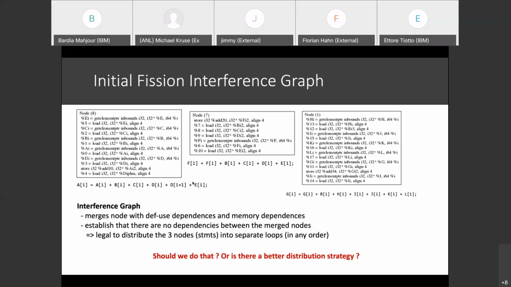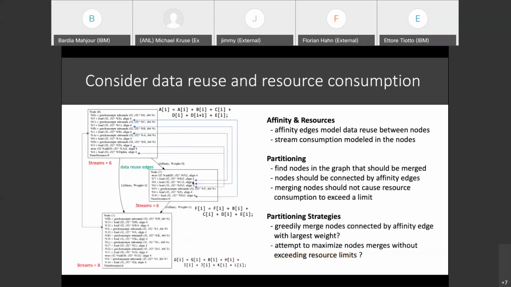So the question is, we can do that, but is there a better way to distribute this graph? In the initial interference graph, we have not yet modeled the data reuse or the stream consumption. So after we have created this initial graph, we have some analysis to detect the number of streams that each node uses.